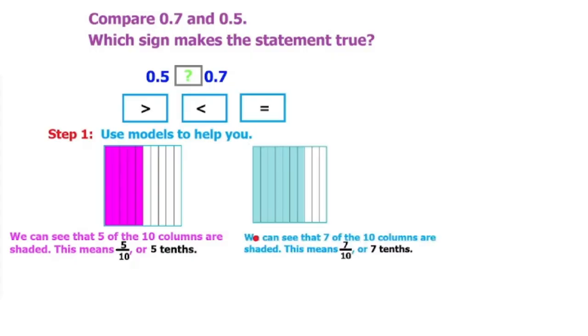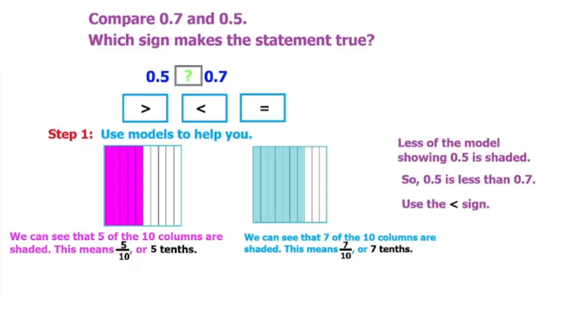Then for this side, we can see that 7 of the 10 columns are shaded. This means 7 out of 10, or 7/10. That is the same as 0.7. So less of the model showing 0.5 is shaded. So 0.5 is less than 0.7. So we use the less than sign. So the final answer here, 0.5 is less than 0.7.